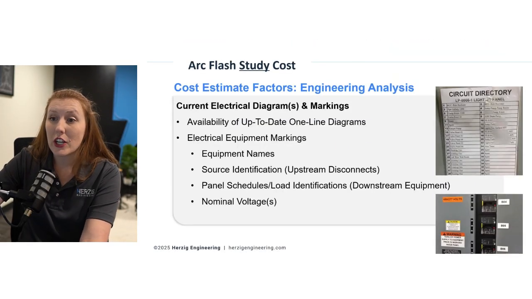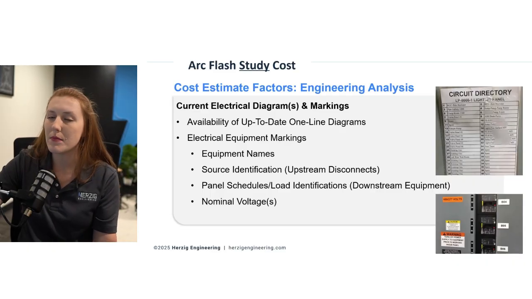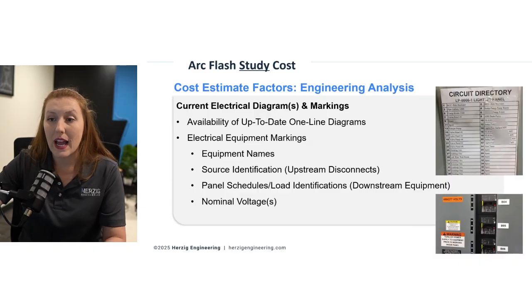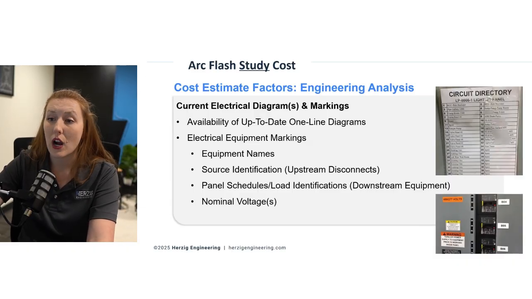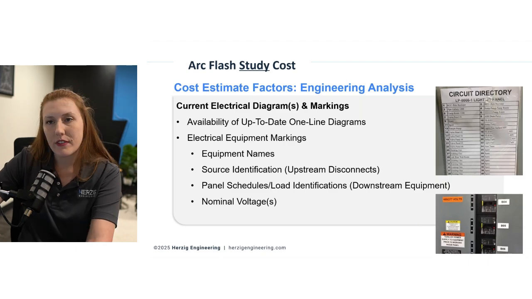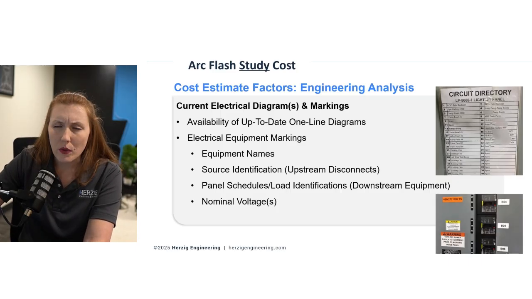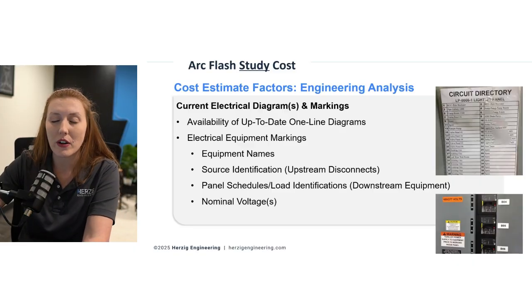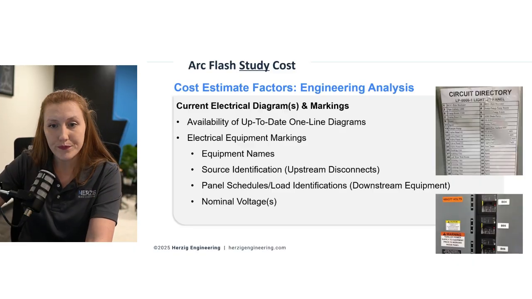Another big piece is that current diagram or marking availability. If you have up-to-date one-line diagrams already, that makes it so much easier for people to estimate, well, how long is it going to take to do this job? And a quick reference for checking that, yes, we did actually collect everything that we need to. If you don't have that, don't worry. Most providers are going to give you a one-line diagram as a result of part of that study. I know we sure do.